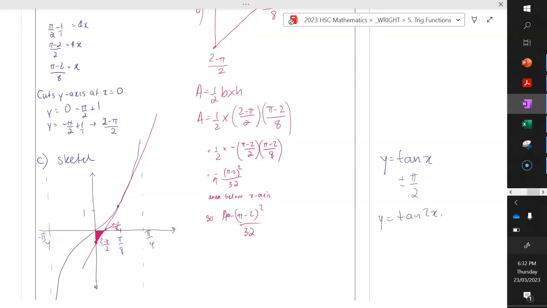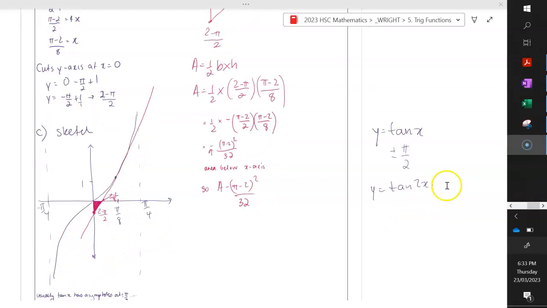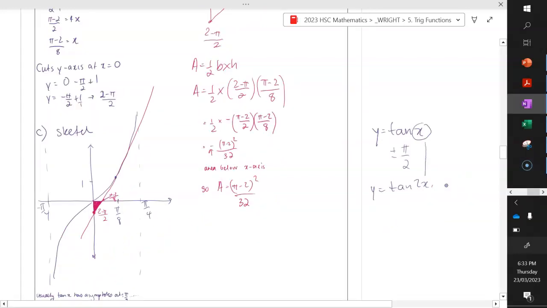2x. So what that actually does is change where our asymptotes are. That will make our asymptotes become pi over 4 and minus pi over 4. And the reason it does that is our x is becoming 2x. So we're multiplying x by 2, so we need to divide this by 2. So we're going to end up with a 2 times 2 on the bottom line for our asymptotes. So there's a sketch then of tan 2x.